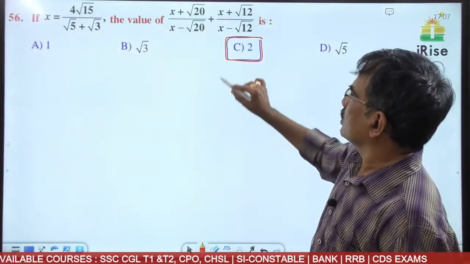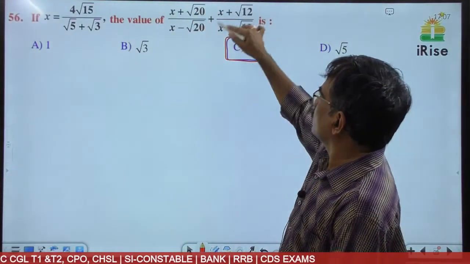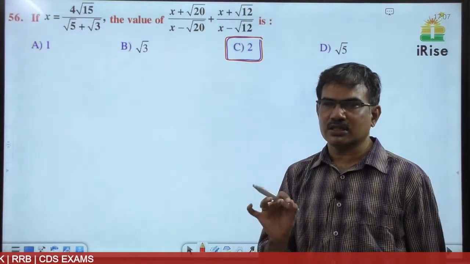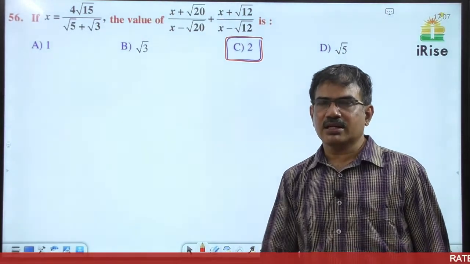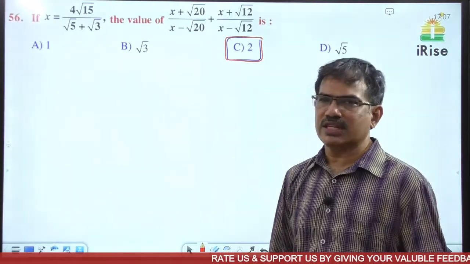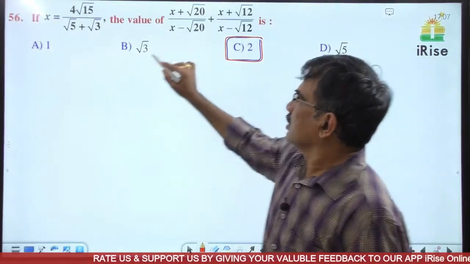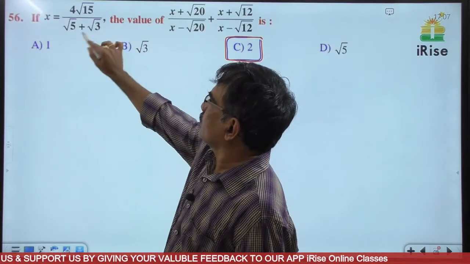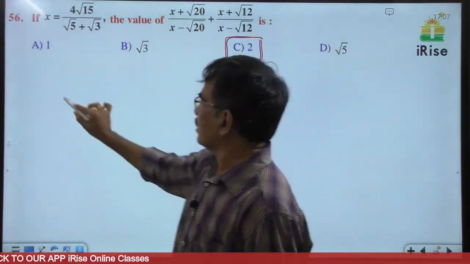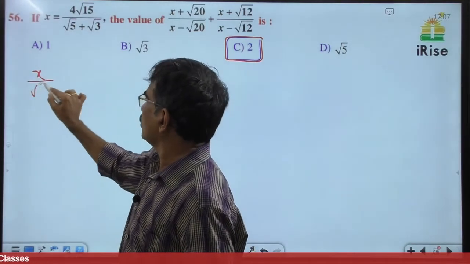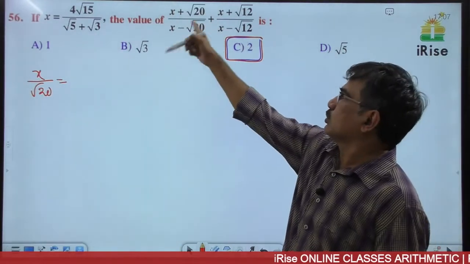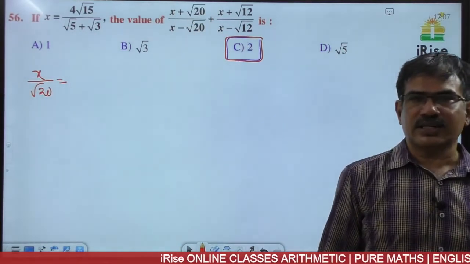Here, to solve this question, first I want to find this part and also this part, and adding those two parts gives the answer. Just the procedure is somewhat lengthy, but after knowing this, if any question of this type is given, the answer will be very easy. Here x is given as 4 root 15 by root 5 plus root 3. First I want to find what is x by root 20. To find x plus root 20 by x minus root 20, first find x by root 20.